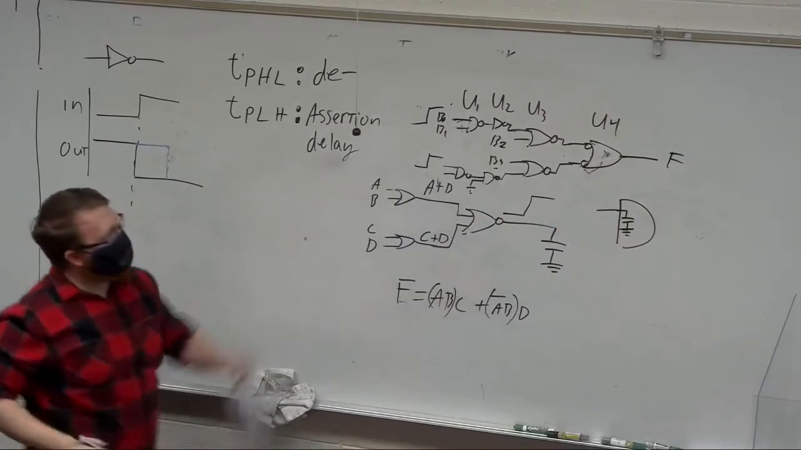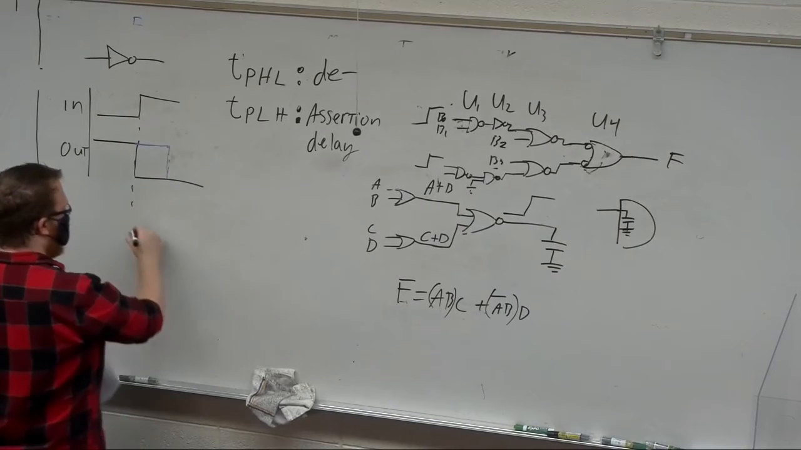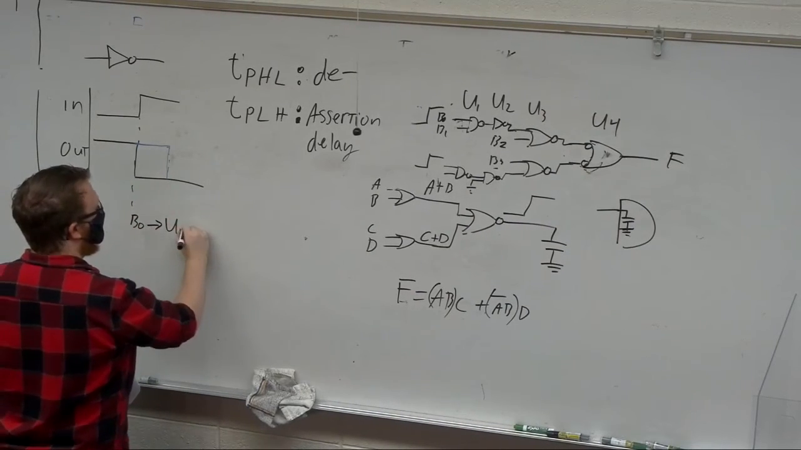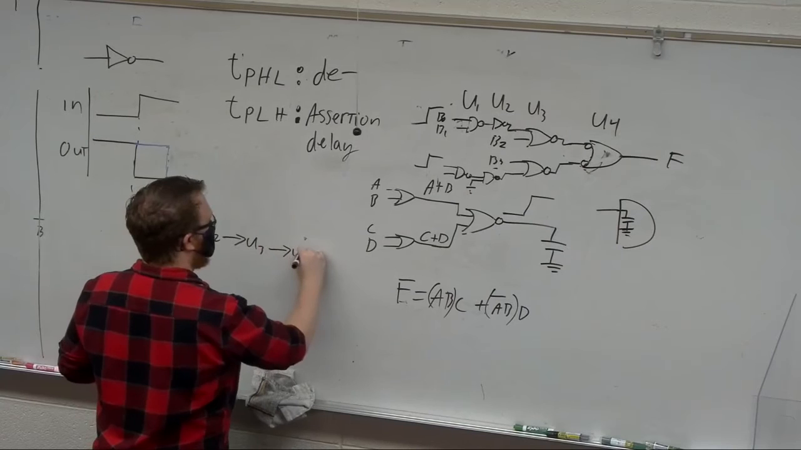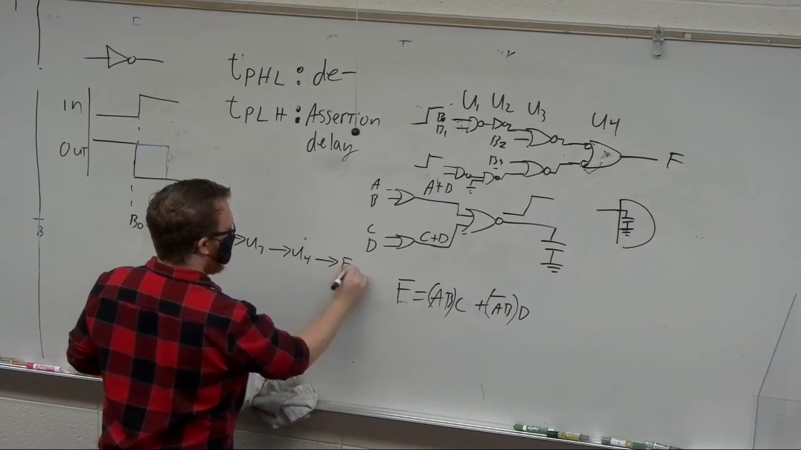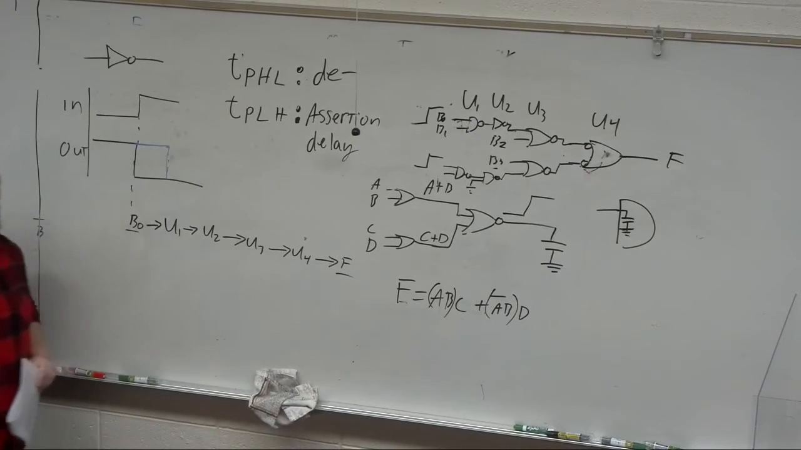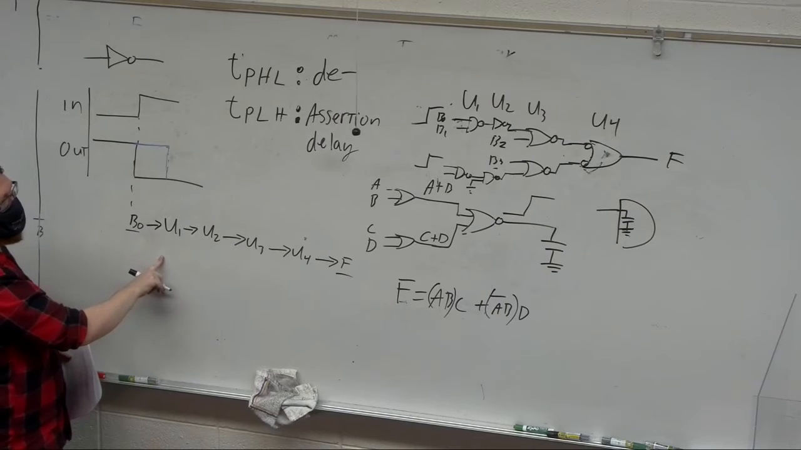Okay, so let's say I've labeled my components, right? Given them designators, if you recall. The way that I would start planning out my propagation delay is I would say something like I have B0 and it goes to U1, it goes to U2, U3, U4, and F. Now, these two are just the ports, right? The ports themselves don't have any delay. So then you would go in here and start plugging in the propagation delays of each of these gates.